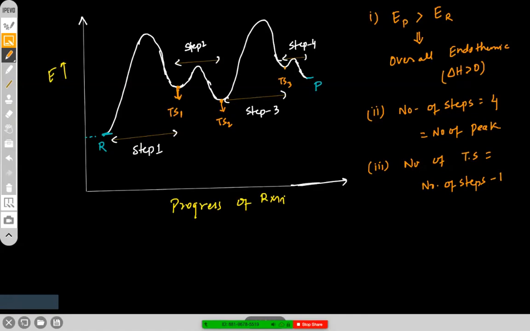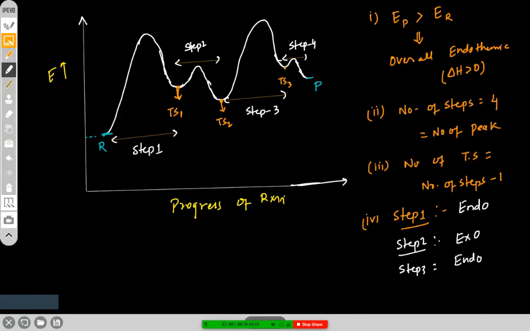Overall, I said the energy is endothermic. Let's look at each step. Step 1 is endothermic because the energy of the transition state is more than the energy of the reactant molecule. So step 1 is endo. Step 2, you see, is exo. Are you getting it? Please reply. Step 3 is again endo. And step 4 is exo. Is it clear?